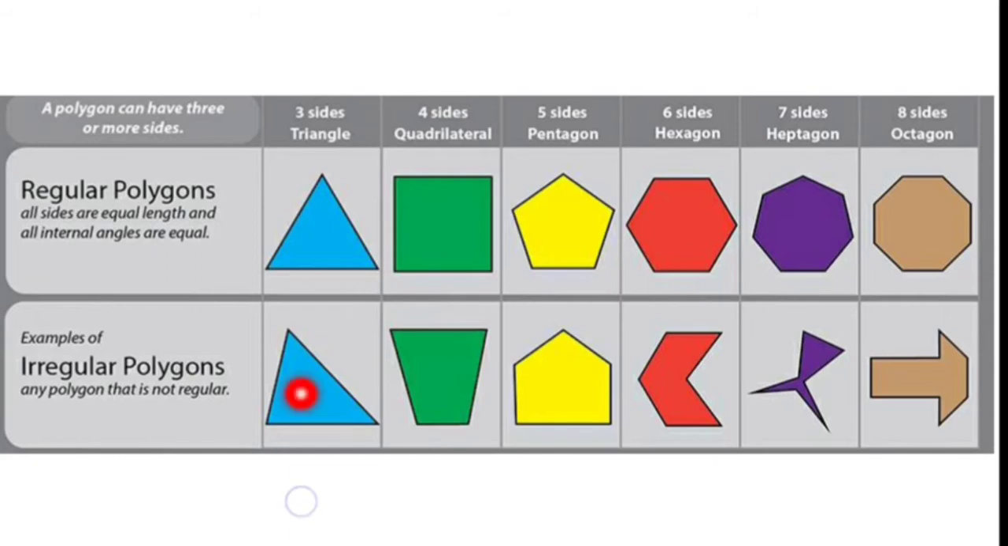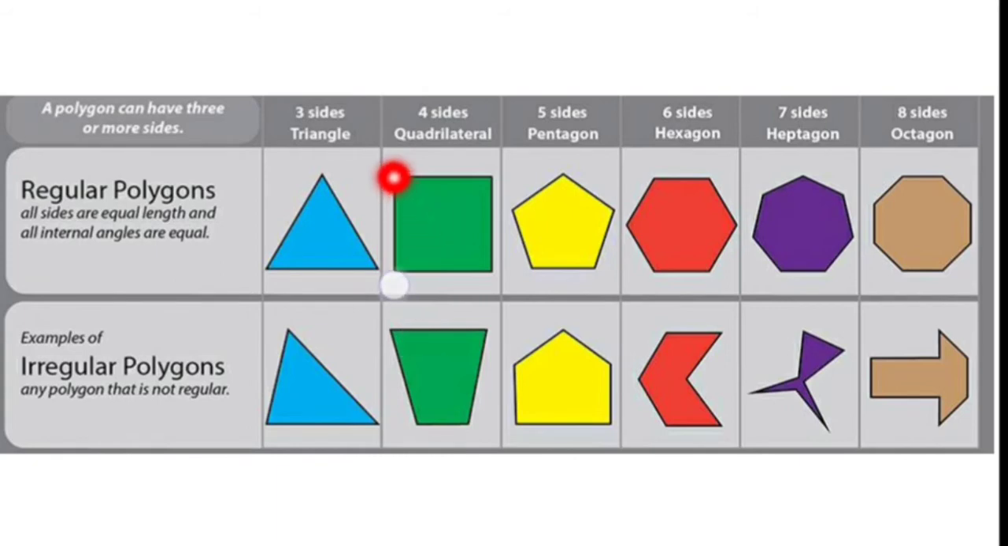Now look here, this has different sides. Could you see? All the sides are different, and as all the sides are of different length, the angles formed inside will also be different in measure. So the earlier figure is called an equilateral triangle, and this is an irregular triangle.